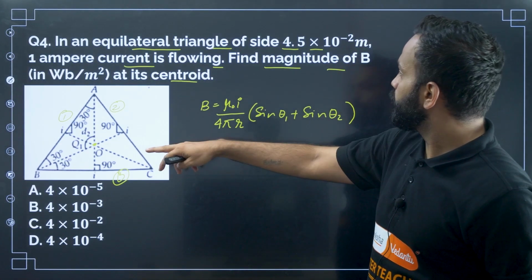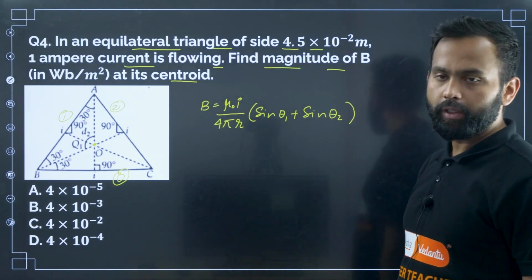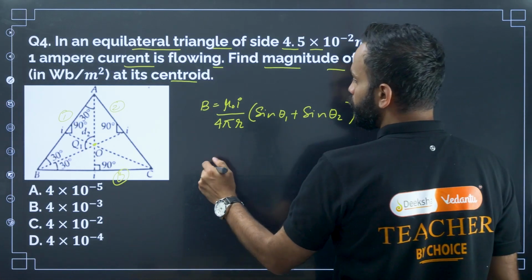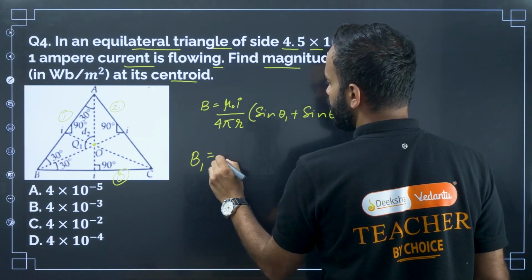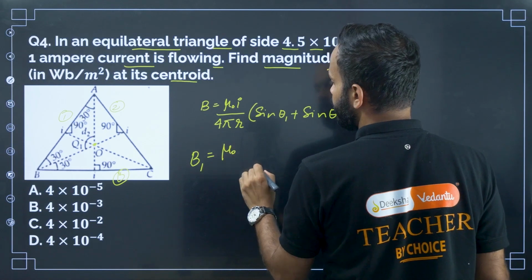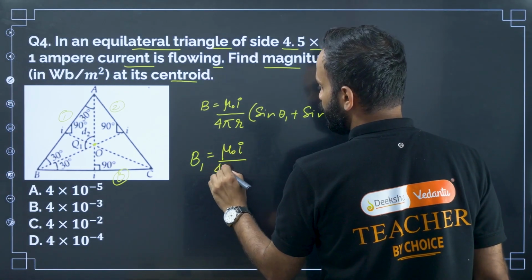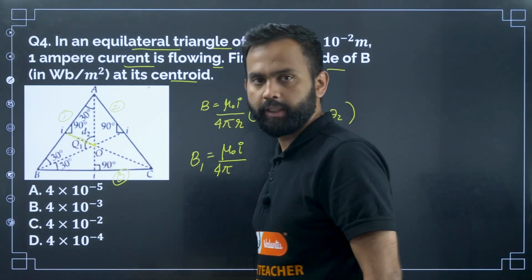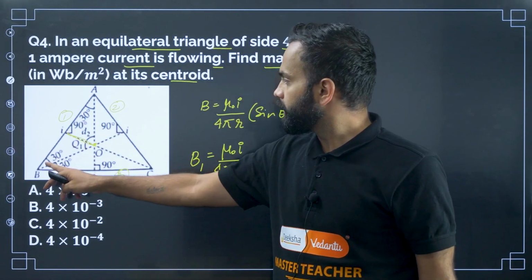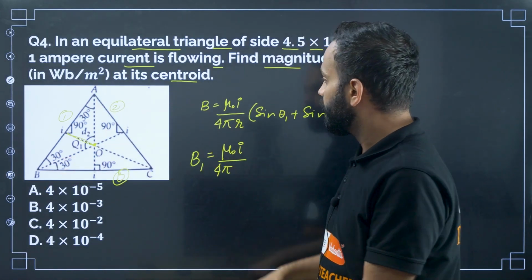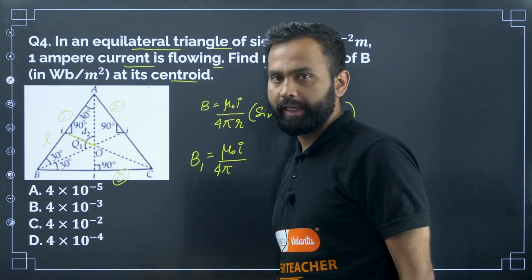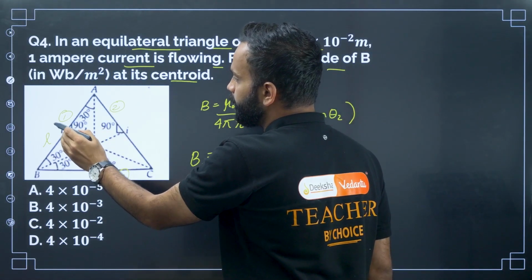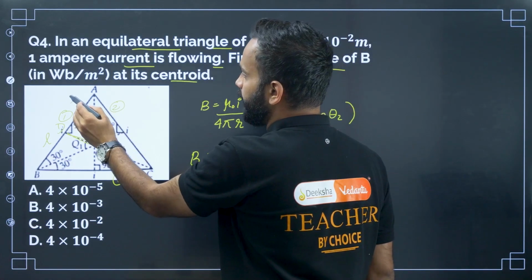Here each side has length 4.5 into 10 to the power minus 2 meter. So now magnetic field due to the first wire, B1, is equal to mu naught into I divided by 4 pi into r. Here we need to find the distance r. Let's say the distance AB is L. So now AD will be L divided by 2.